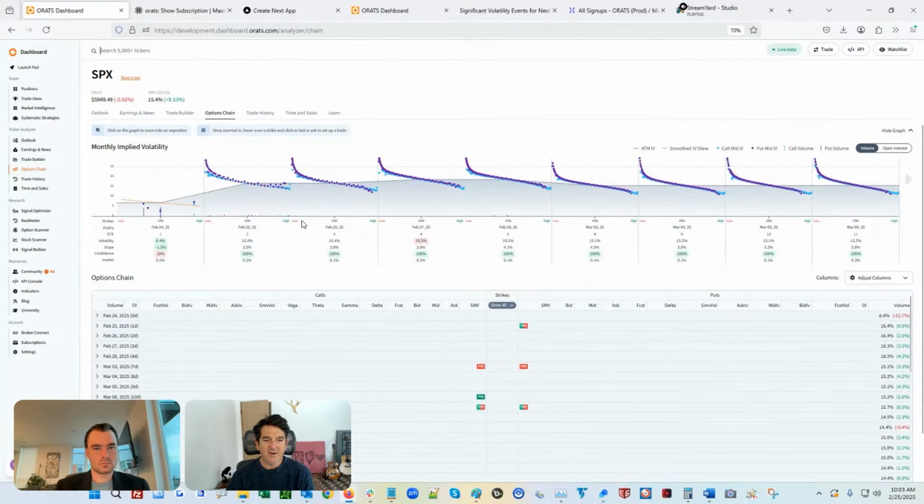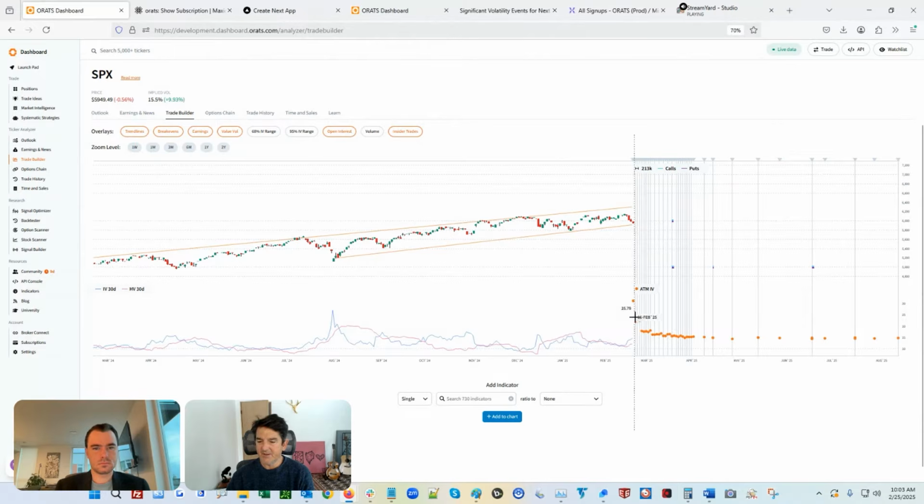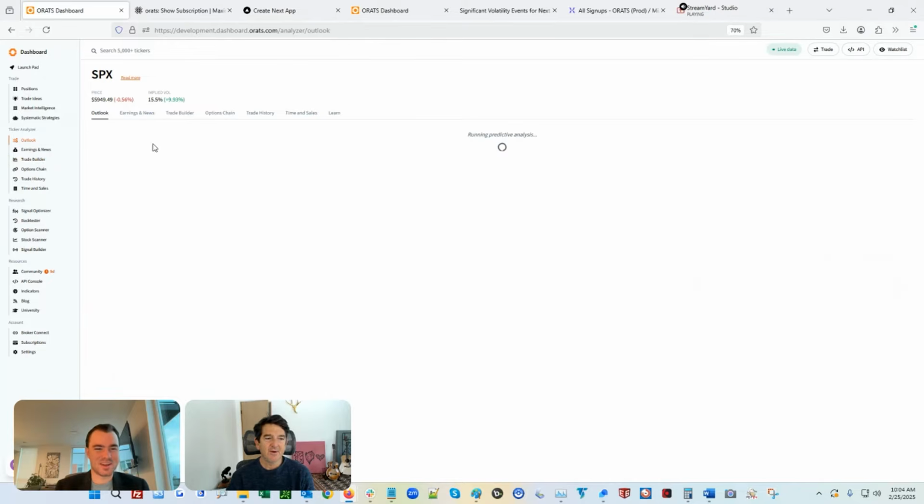what we see is that there are bumps in this. Like so, the gray represents the at the money. So that's one way to look at it. You could also go to our trade builder and see these bumps right here, Tyler. You could tell that it's a little bit choppy. We also have in the Outlook an IV term structure graph that shows it a little bit clearer. Okay, that's another place. Lots of ways to look at the term structure of volatility at ORATS.